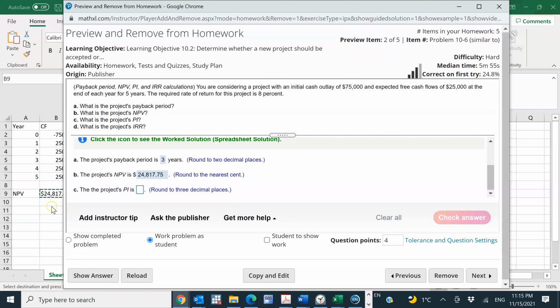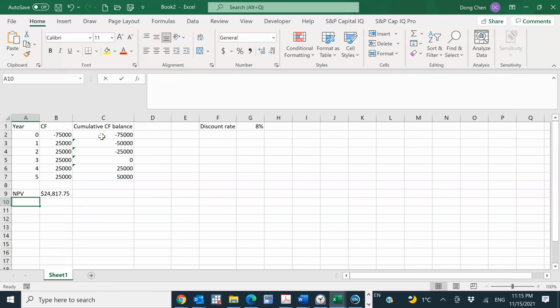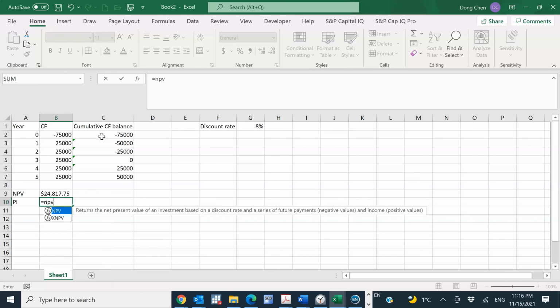And then the project PI. So once we understand how the NPV function works, and we know that PI basically is defined to be the present value of all future cash flows divided by the initial cash outlay. So the NPV function basically calculates the present value of all future cash flows. So I'm gonna just use that as the numerator.